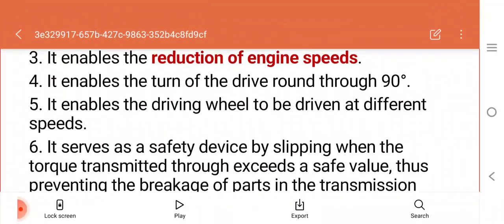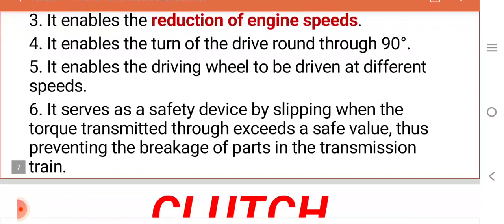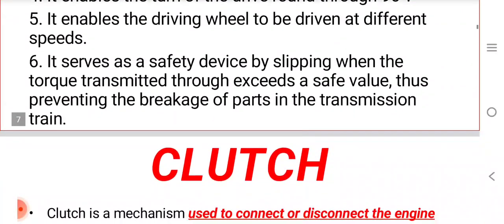It serves as a safety device by slipping when the torque transmitted exceeds a safe value, thus preventing the breakage of parts in the transmission train. And the next topic is clutch.